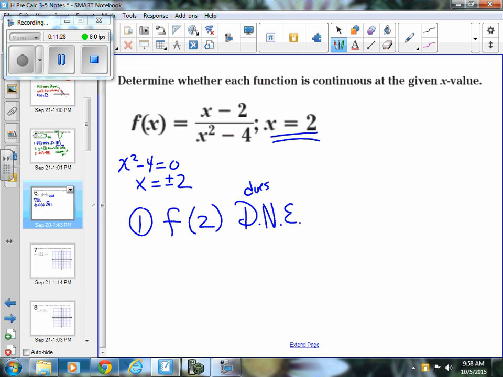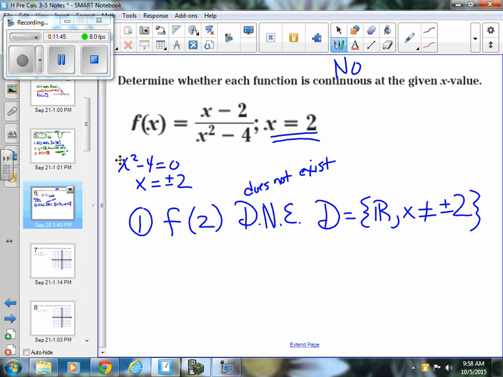Does not exist. Okay, so what's our proof of that? How do we know? Well, the domain of this function is all real numbers, but x can't be equal to plus or minus 2. It's not in the domain of the function. So the short answer to this question is no, it is not continuous. So this graph is going to be discontinuous at x equals 2, which is what they were asking me for. It would also be discontinuous at negative 2.